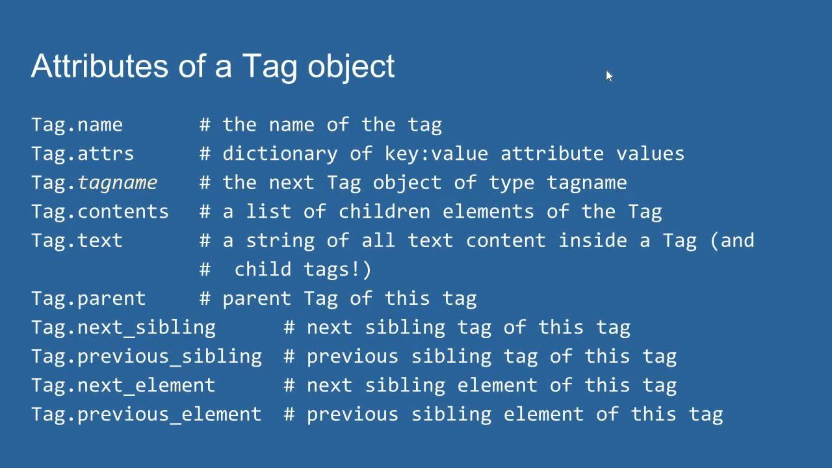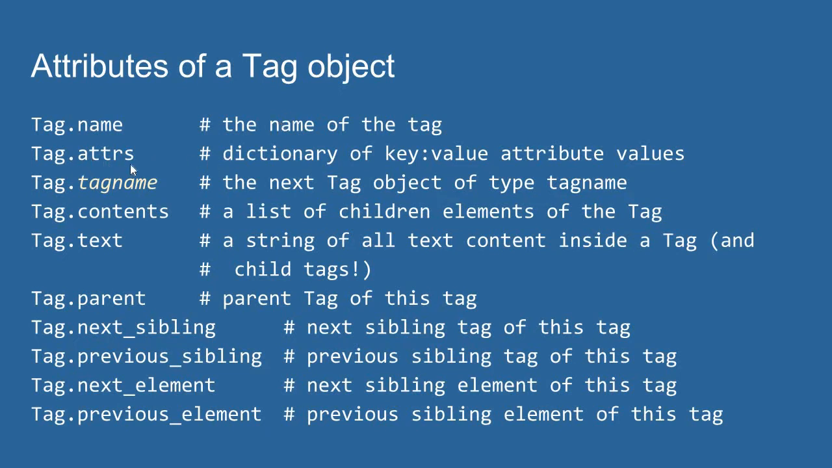All right, let's look at some of the common attributes of the tag object. We're going to be working with tags a bunch, so here are some of the components we can use to make our web scraping achievable. So the name attribute will tell you the name of a tag. So for example, if the tag was a paragraph tag, p, the name would be p.